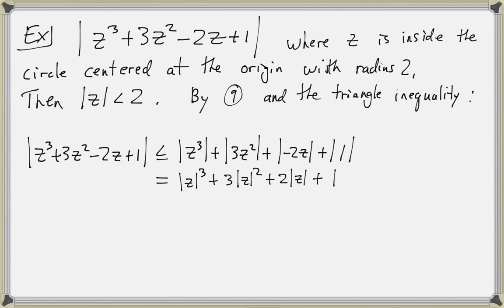And then now using the fact that absolute value of z is less than 2, we get that the absolute value of z cubed is less than 2 cubed, and then so on. So plus 3 times 2 squared plus 2 times 2 plus 1, and we get an upper bound for this expression of 25. So we see that the triangle inequality is useful for finding upper bounds of absolute values of complex quantities.